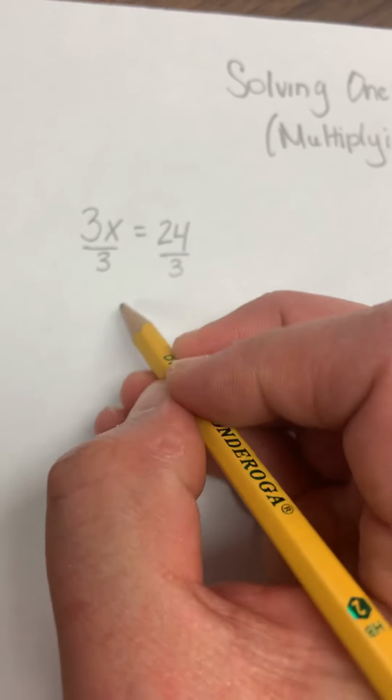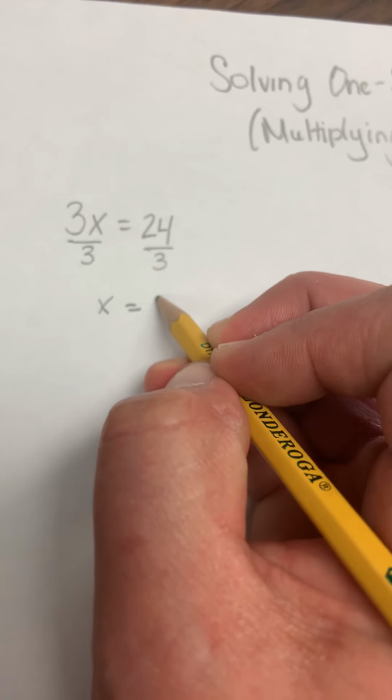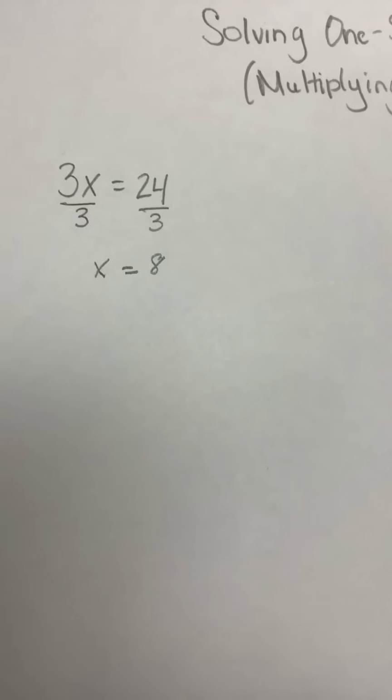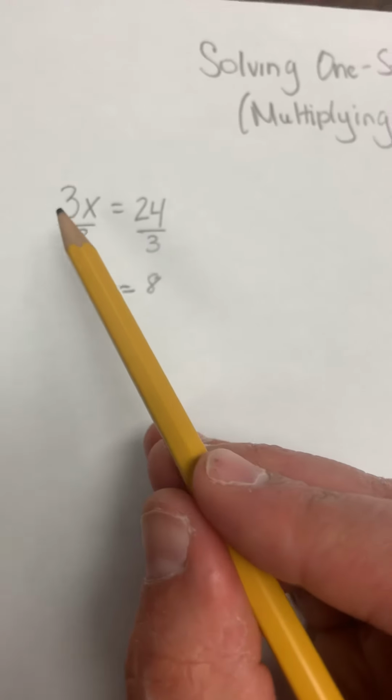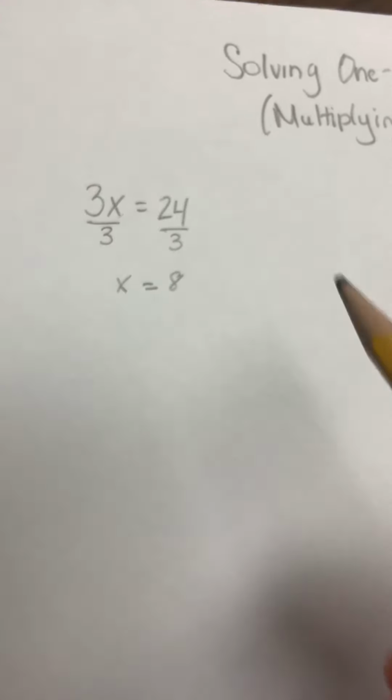3 divided by 3 is 1, so we're really left with 1x, or just x, equals 24 divided by 3 is 8. The answer is x equals 8. And if you substitute it back in here, 3 times x, which is 8, 3 times 8 equals 24.